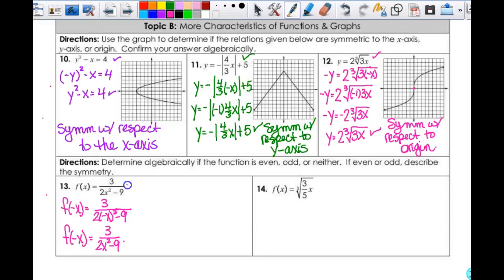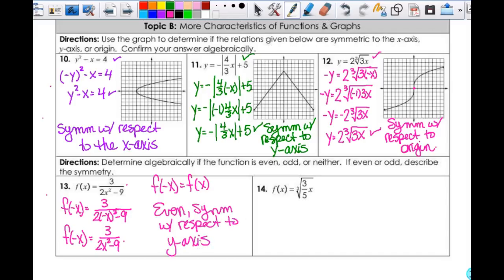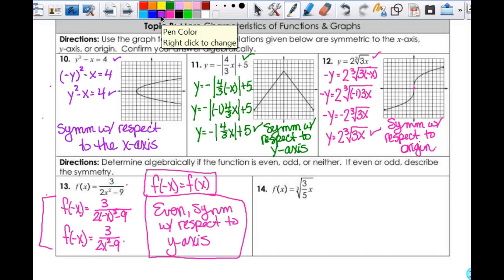And this is f of x, so since f of negative x equals f of x, this is even, which means it is symmetric with respect to the y-axis. Okay, so like all of this stuff is your answer. This backs up what you're saying, and then you've got to say that f of negative x equals f of x, and then you have to say if it's even or odd and what it means about the symmetry. So on here, 14, I find f of negative x.